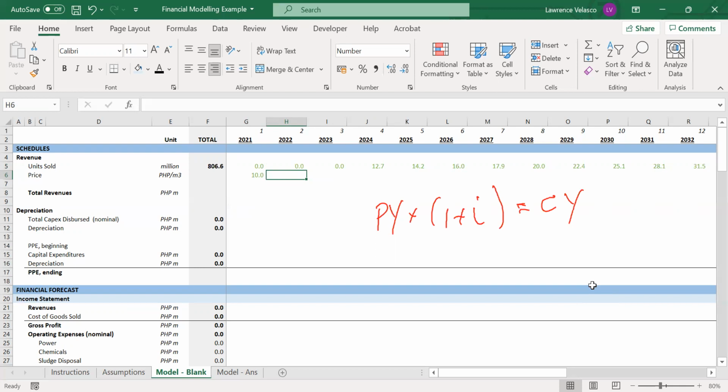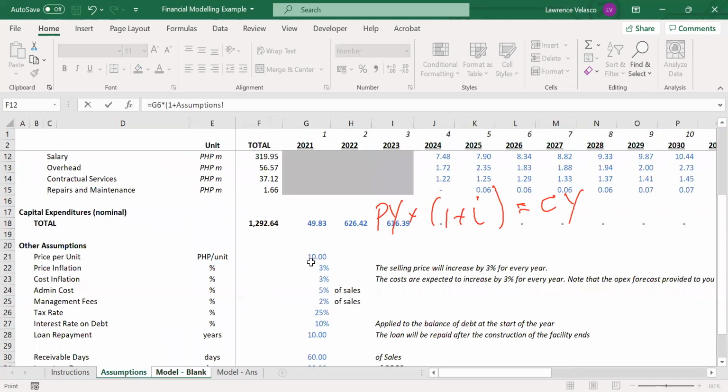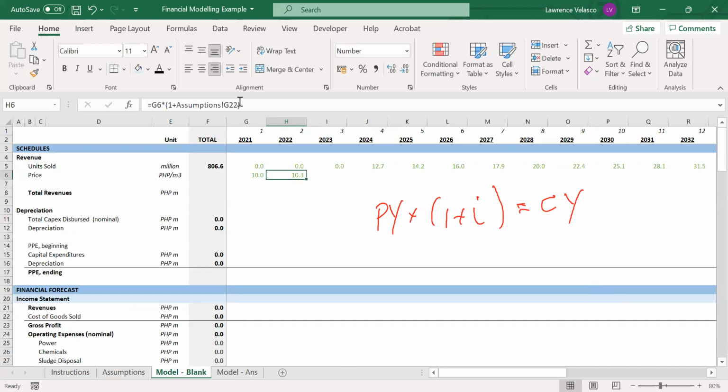Right? So let's apply it. Okay, prior year times 1 plus inflation. And the inflation of cost of price is 3% according to this one. So there. Okay? The price will be 10.3. So let's make it 2 decimal places. 10.30. Okay? Now, there's a trick in Excel.